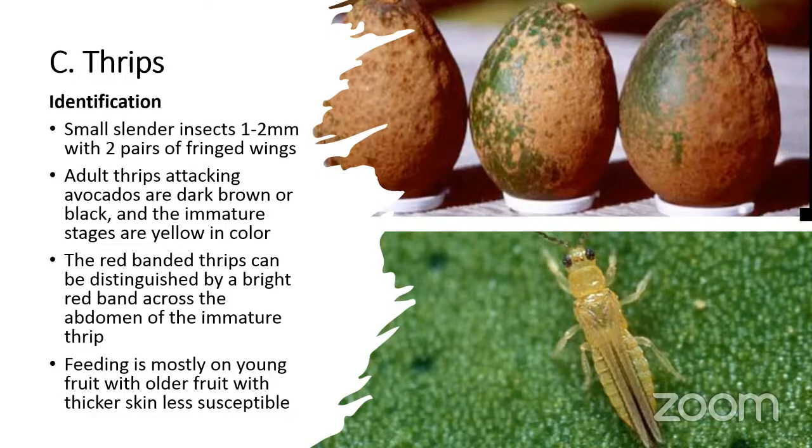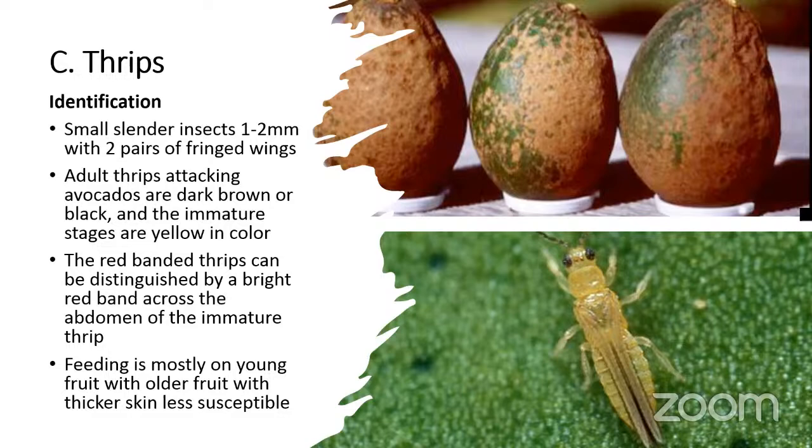Then the number 3 insect which we are looking at is thrips. How do we identify the thrips? Thrips are small, slender insects which are about 1 to 2 millimeters in size, with a pair of fringed wings. There is a picture showing the thrip down there, and also the damage which they cause in the avocado. And I'm sure you have seen some avocados on the tree which appear like that. And also in the markets, we have seen some of the fruits which appear with that brownish leathery patch.